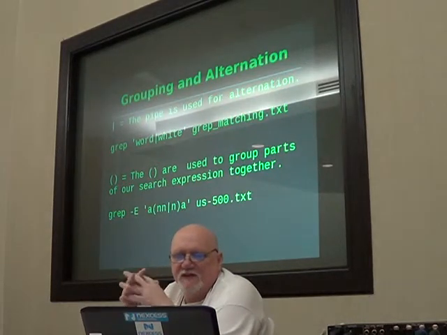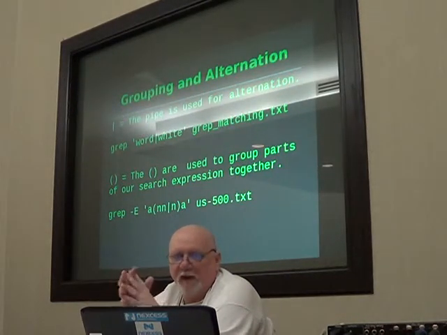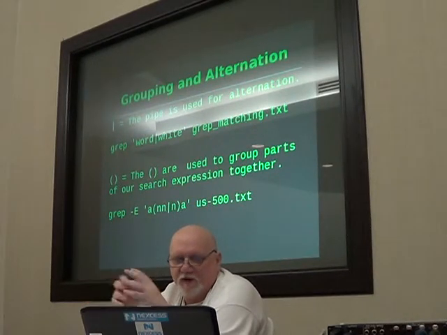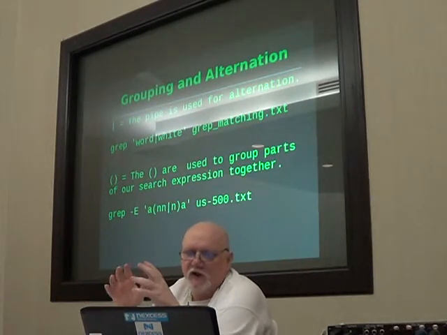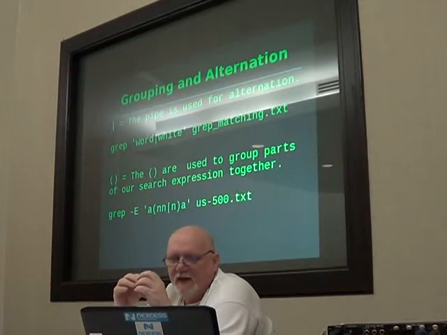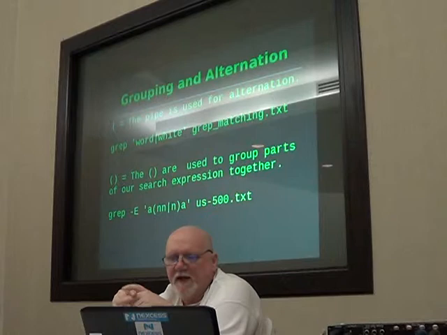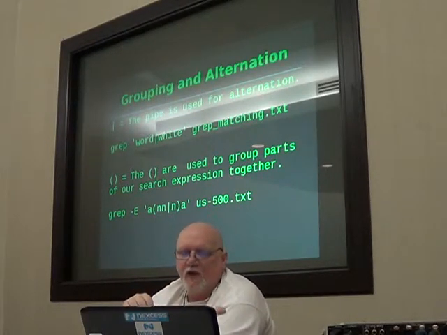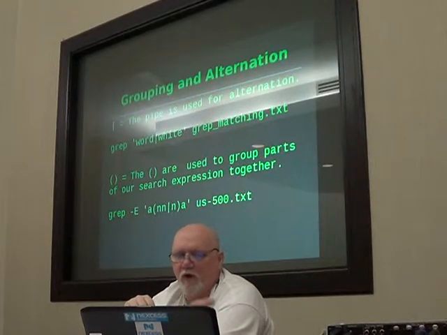So the next is the parentheses or grouping. They're used to group parts of our expression together, and it's officially called a sub-expression, and they may be nested to any depth. It's quite often used with the pipe, as in our example here. So this will match either Anna with two N's or Anna with one N.